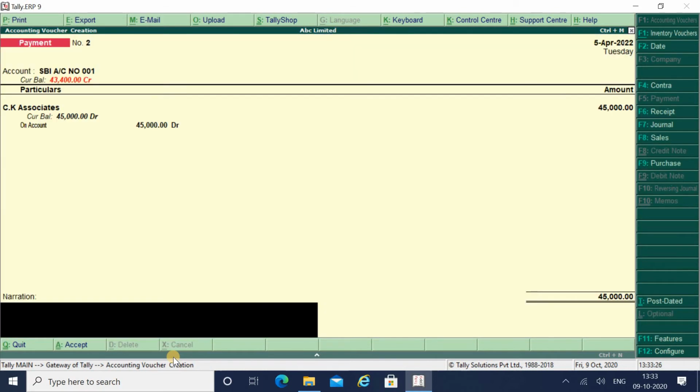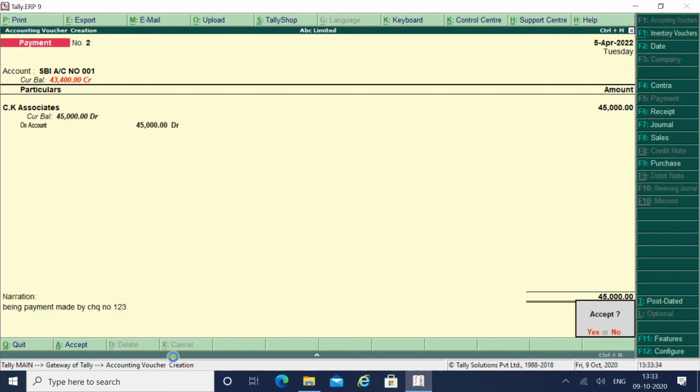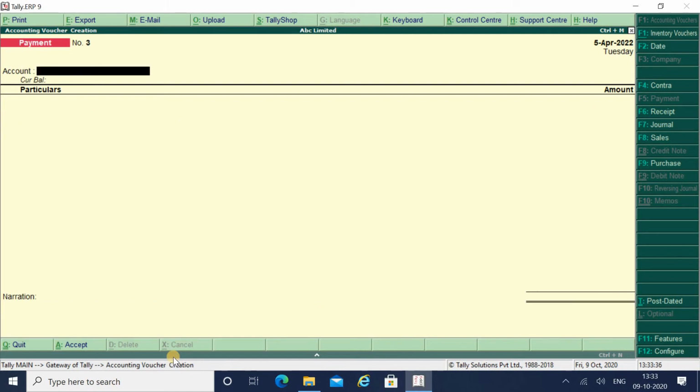Give the narration as being payment made by cheque number, anything. Yes, accepted. Now secondly, as soon as you make this payment entry, it is your responsibility to pass a journal entry, as you have to realize the TDS, and even you have to realize your expense.